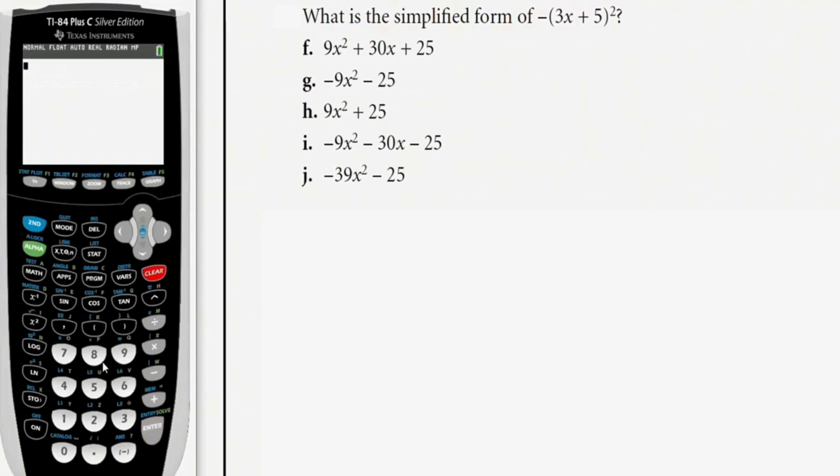Let's check option I. So we have minus 9x square, minus 30x, minus 25.